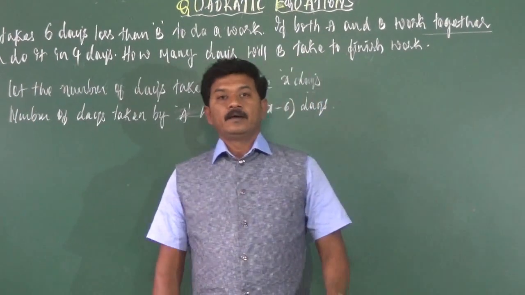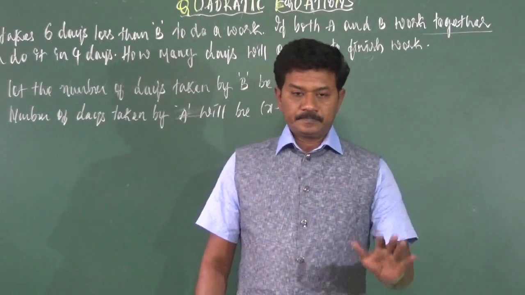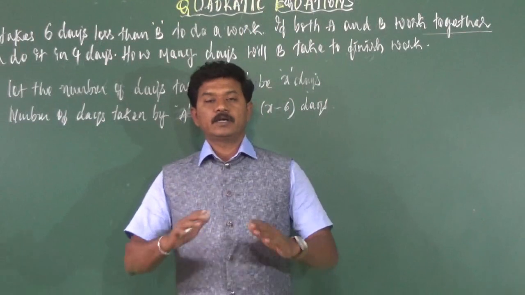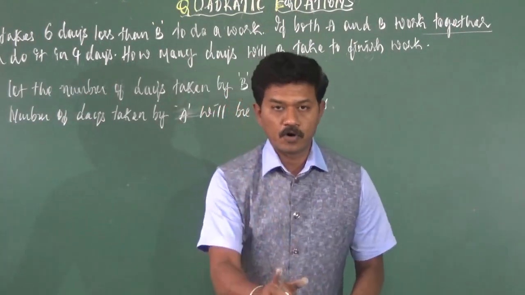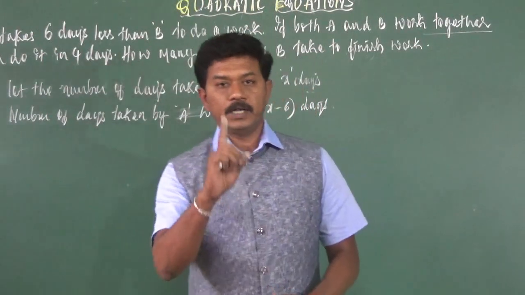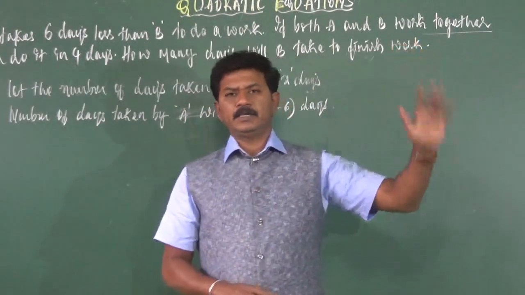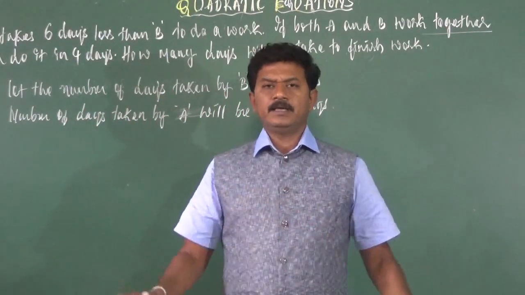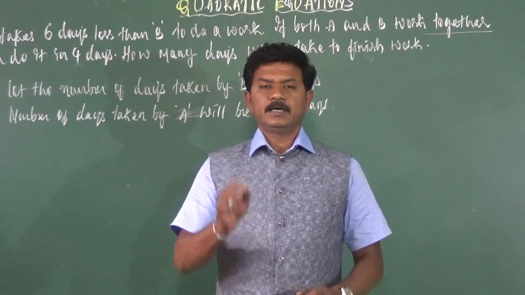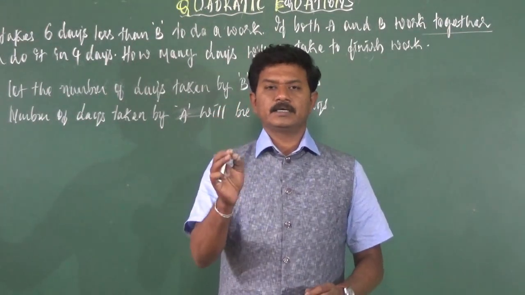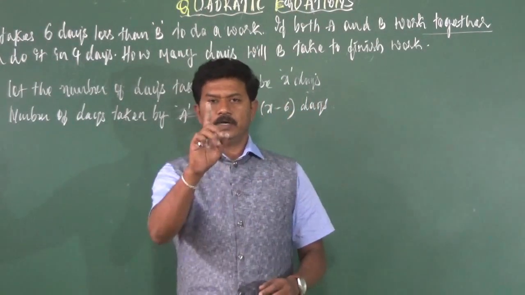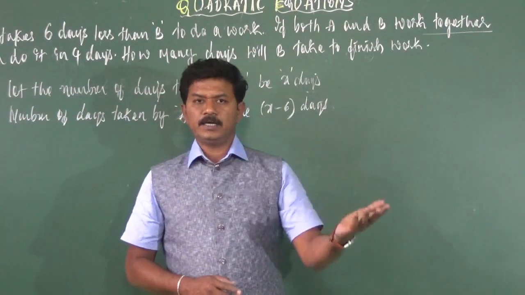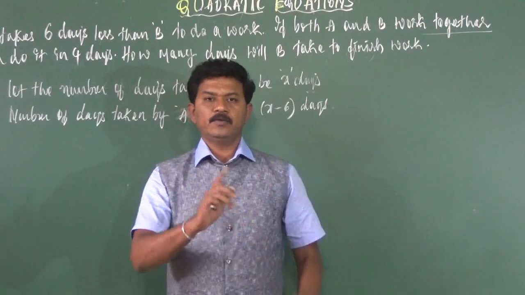So now, we are going to consider the work done by A individually, the work done by B individually, and the work done by both together for 1 day. Let A finish in some number of days, let B finish in some number of days, and let both of them finish in 4 days. Let us take the concept of the part of the entire work done in 1 day by A, the part of the work done by B in 1 day, and the part of the work done by both in 1 day.